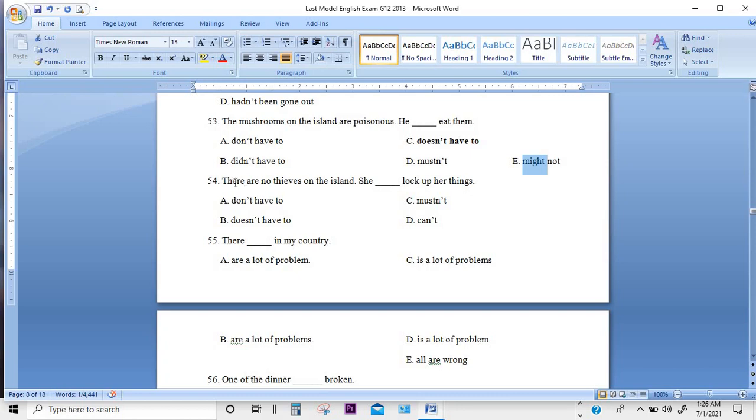Good. Question number 54, there are no thieves on the island. She dash lock up her things. Again, the same thing. There are no what? There are no thieves on the island. So since there are no thieves, it is not necessary to look at her things because no thieves are there.